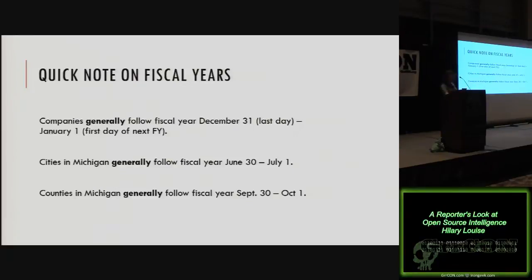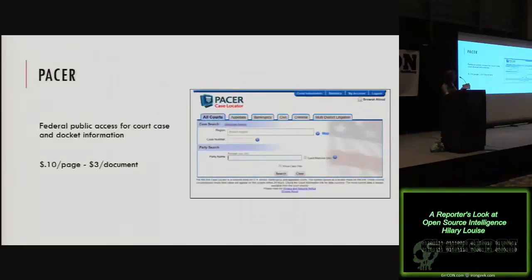Okay, this next slide, not this one, but the very next one, is one of my favorite things in the universe. This is PACER. This is the Federal Public Access website for case locators for court cases and docket information. Going rate, 10 cents a page, $3 a document.